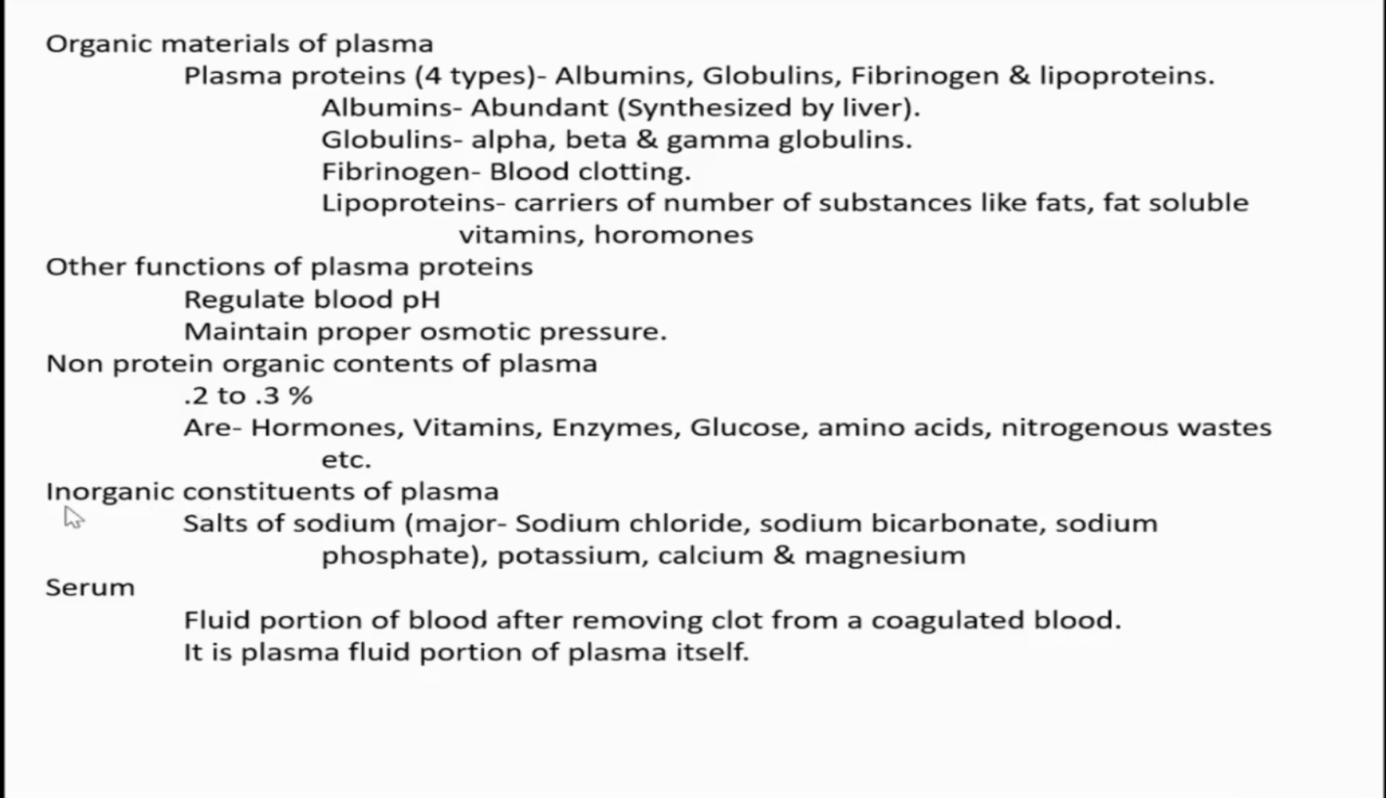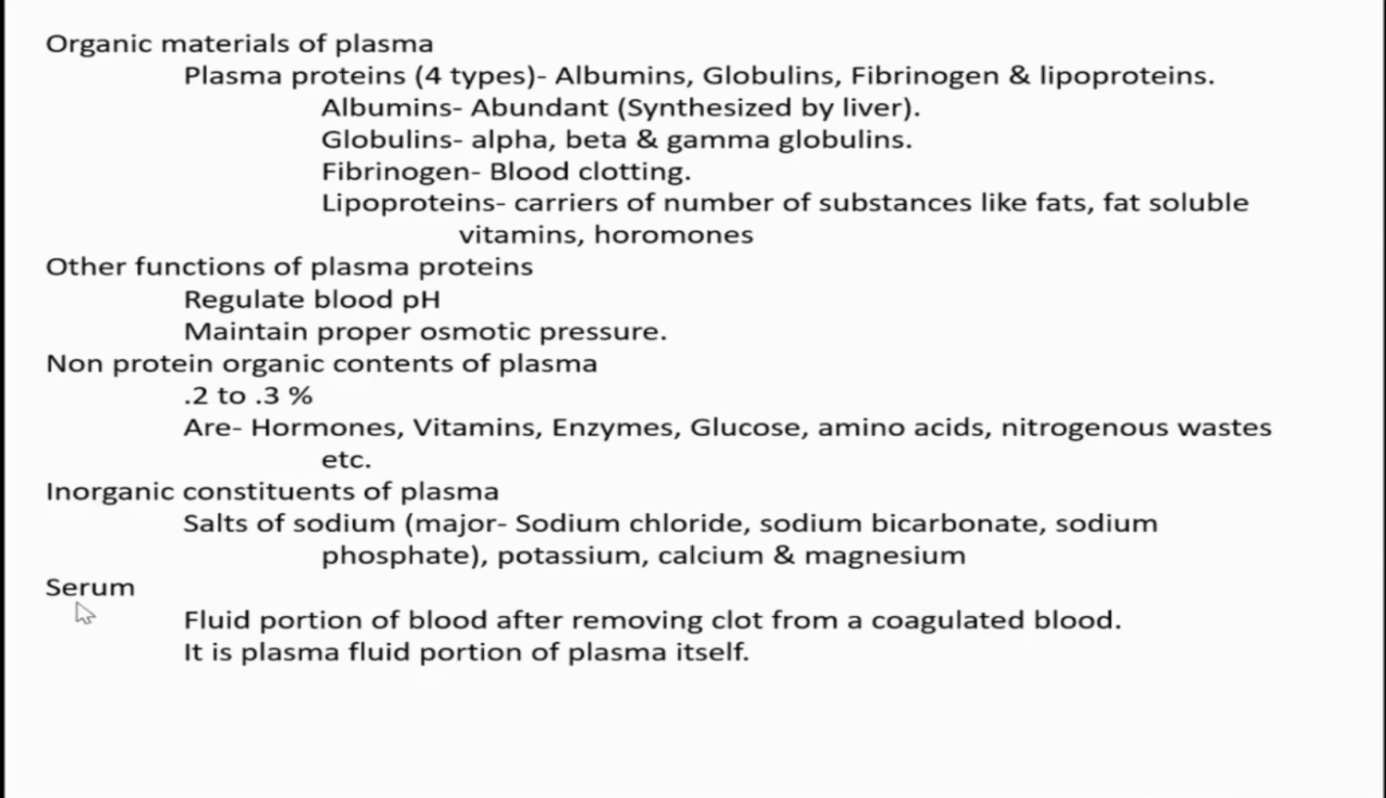Then what about inorganic constituents of plasma? Organic we have covered. Then inorganic constituents. Inorganic constituents are mainly salts of sodium. Salts of sodium are the major part, and they are mainly sodium chloride, sodium bicarbonate, sodium phosphate. Then other salts are of potassium, calcium and magnesium. These are all in less amount.